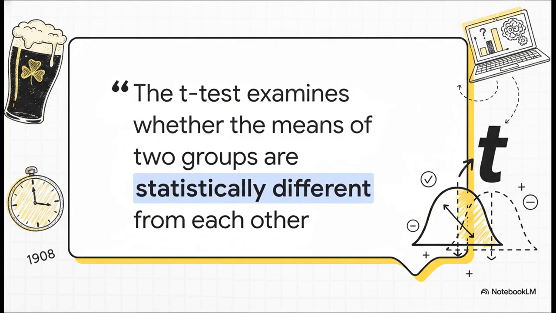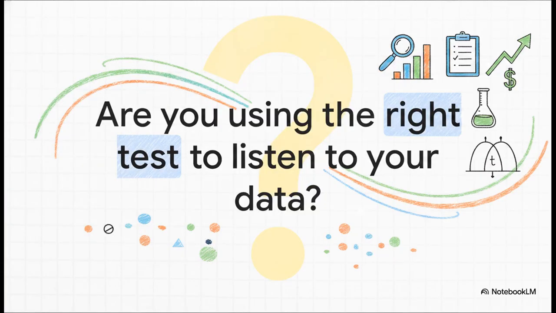So whether it's brewing a perfect 1908 pint of Guinness or analyzing today's cutting-edge educational training programs, the ultimate power of the t-test remains exactly the same. It takes guesswork completely out of the equation and replaces it with rock-solid mathematical confidence, allowing us to definitively state whether the means of two groups are actually statistically different from each other. Which really leaves us with this final thought.